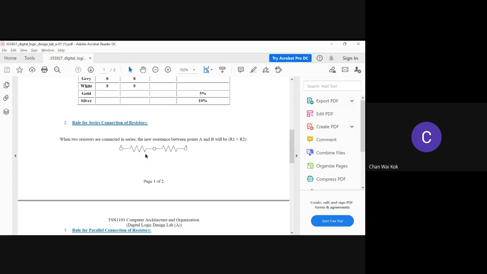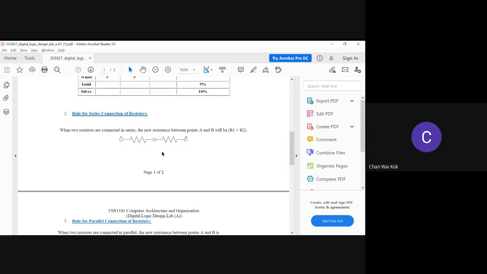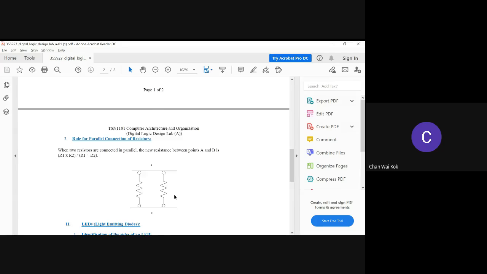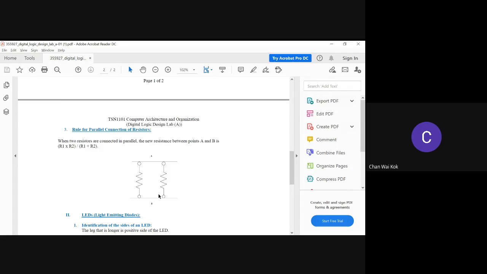Then you have two: one is serial and the other is parallel. If it's a serial connection, you have two resistors, so the total resistance value will be R1 plus R2. The R1 is here, R2 is here. If it's in parallel, the total resistance value will be R1 times R2 divided by R1 plus R2. So this is if you connect in parallel.